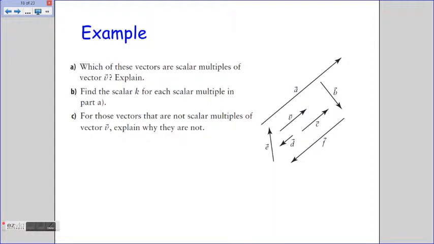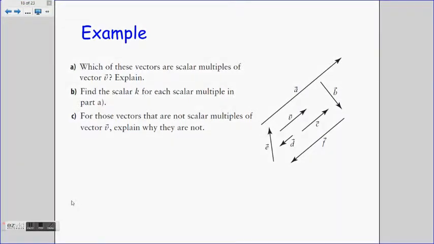Let's consider our first example. A. Which of these vectors are scalar multiples of vector v? And explain. Well, here's vector v. What we're going to look for are other vectors that are parallel to v. They do not have to be pointing in the same direction as v, but they do have to be parallel, and they're going to be different sizes. So in this diagram, we can conclude that A, C, D, and F are all parallel to v, and they are scalar multiples of v.